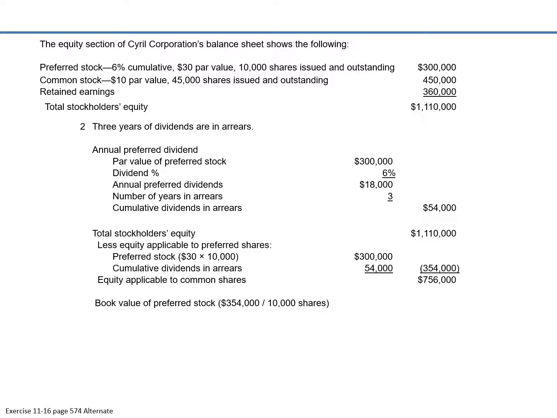Then, if we compute the book value of preferred stock, well, we have to consider the $300,000 they tell us up here, right? But also the dividends in arrears. So that's $354,000 divided by our 10,000 shares outstanding, or $35.40. And then our book value of common stock is going to be our equity applicable to common shares, which is $756,000, divided by the 45,000 shares they give us up above, for a total of $16.80 per share. Okay?